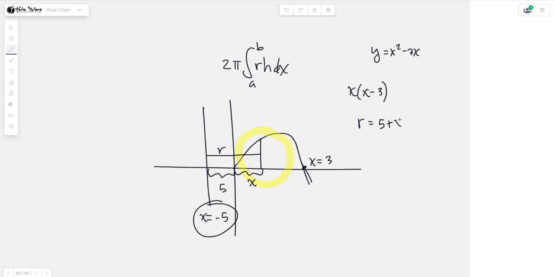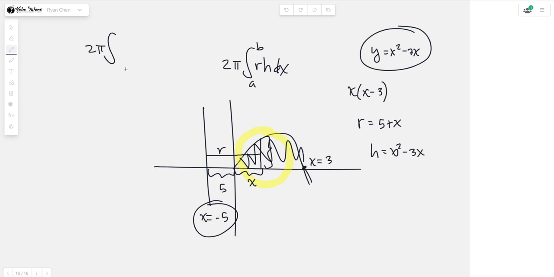Okay, so 5 plus x. And h is just the function. There's only one function this time. So it's not a top minus a bottom function, because I'm talking about this whole region. And that's just the parabola. So h is x squared minus 3x. So then you just say 2 pi, and my region goes from 0 to 3. So 0 to 3, r is 5 plus x, and then x squared minus 3x, and dx, and you go from there. Make sense?